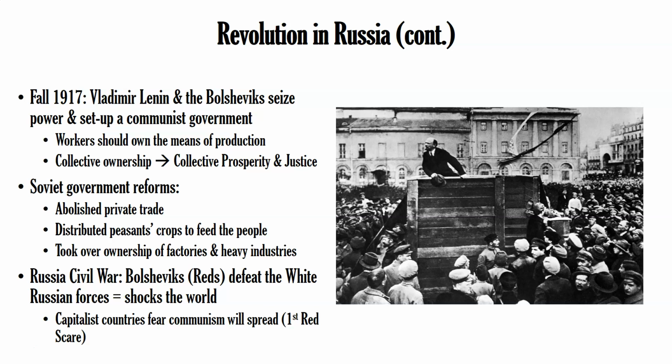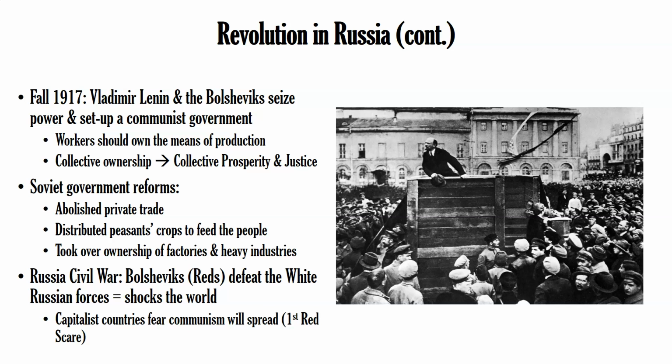Now, I purposely avoided for this lecture the revolution of 1905 and what happens in World War I with Russia, because we're going to focus on that somewhere else. But anyways, by 1917, we're seeing that the Bolsheviks are able to seize power and set up the world's first communist government. And what they ultimately try to do is they want the workers to be able to own the means of production, and then they hope that collective ownership among the workers leads to collective prosperity and justice, things that they didn't see under the rule of the imperial family in the Russian Empire.